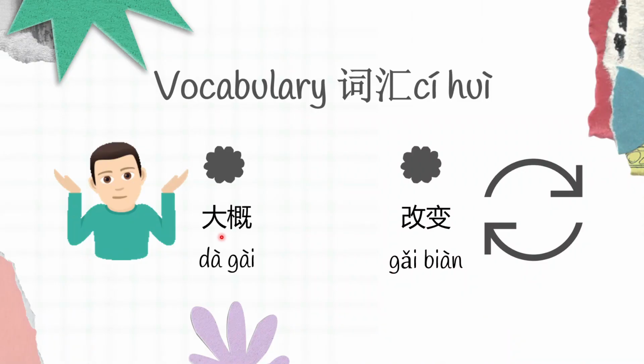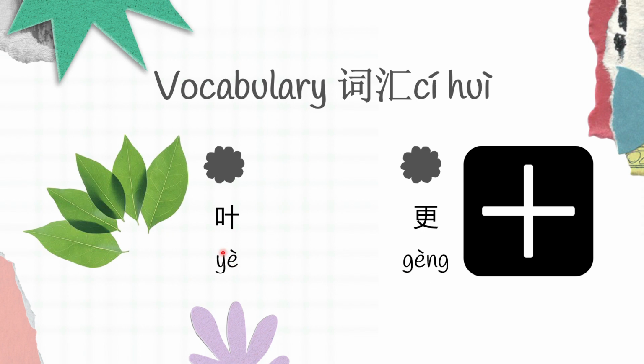In the first slide, we have 大概, 大概, 大概, 改变, 改变, 改变. The meaning of 大概 is about, and the meaning of 改变 is change. So 大概 is about, 改变 is change. Once again, 大概 is about, and 改变 is change. Let's read together. 大概, 改变.